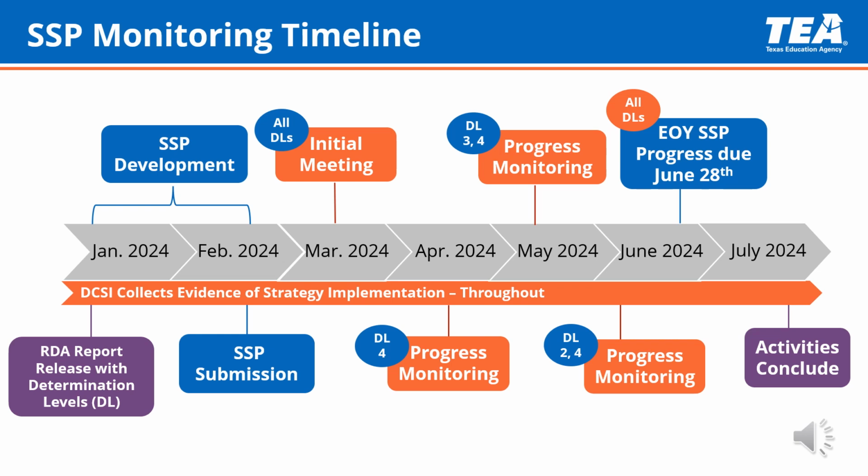February through June is the time that LEAs will collect evidence of strategy implementation and report progress to TEA based upon their overall RDA determination level by program area. An end of the year SSP teleconference should be conducted by June 28, 2024 to discuss the LEA's progress and plans to sustain continuous improvement efforts.